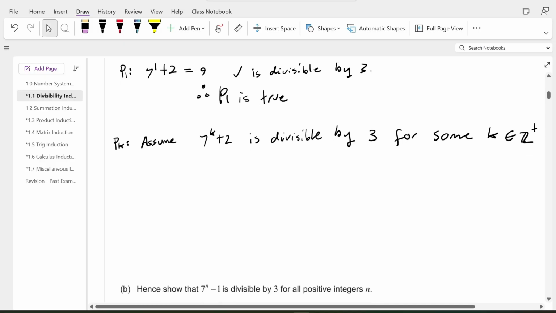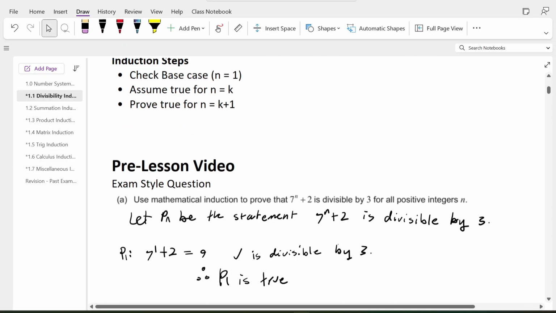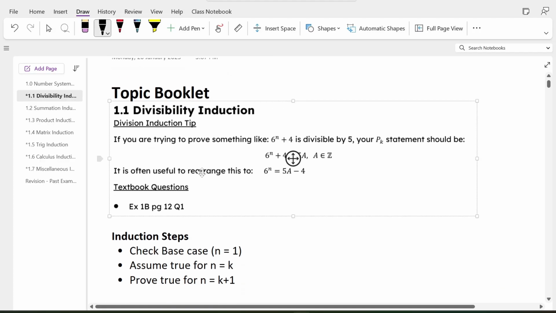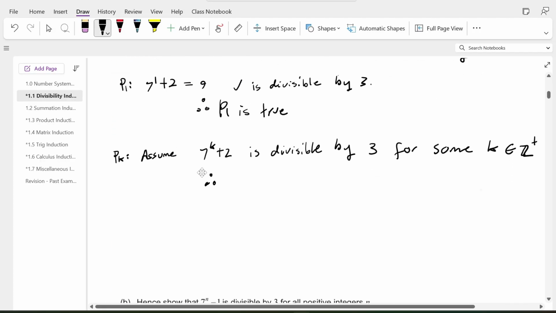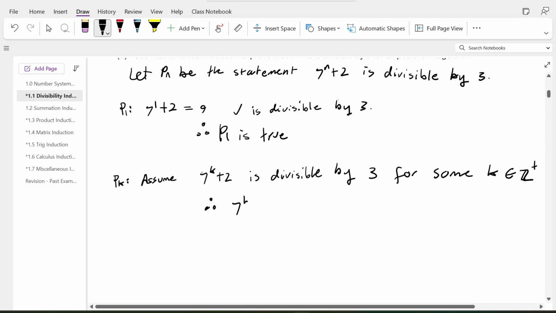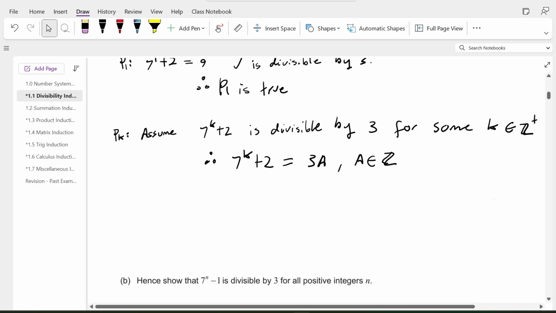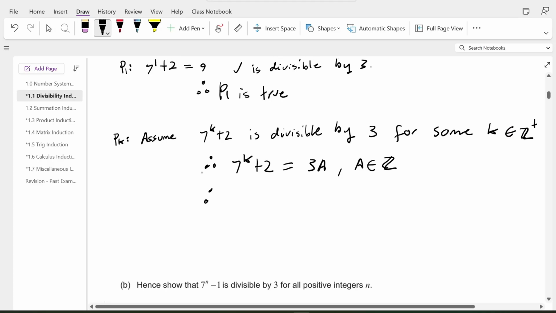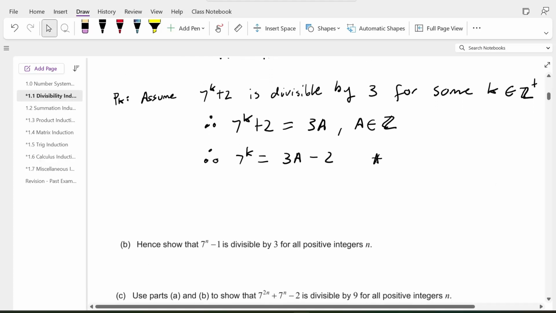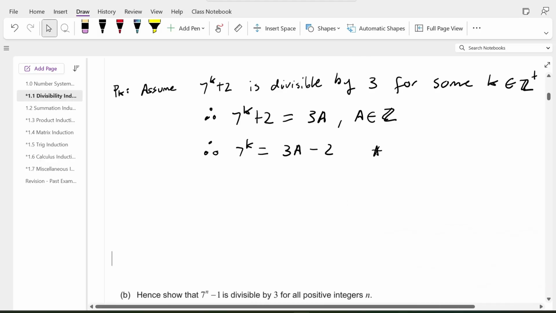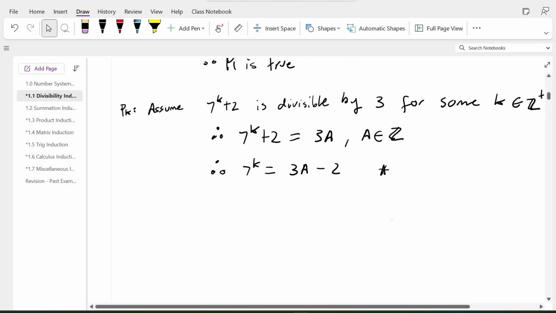All right, so what that means, and the little tip that I've given you in the topic booklet up here, is that we want to write it like that. So we want to write 7 to the k plus 2 is 3 times some whole number a. A just has to be in z. Now, really importantly, a could be negative here as well. And if we rearrange that, which is a good idea, 7 to the k is 3a take 2. Now, I'm going to call that a little star there, and you'll see why I do that later. It will help us sort of refer back to this with notation.